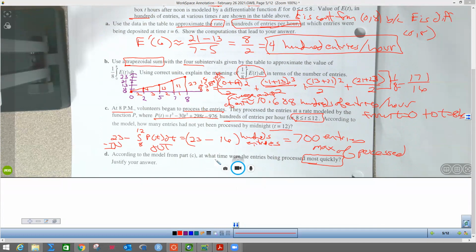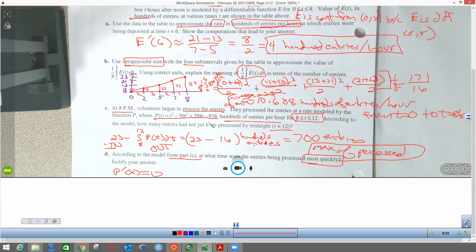According to the model from Part C, at what time were the entries being processed the most quickly? Okay, well, this is processed. Most quickly, I already wrote up here, means the max. We want the max of just processed. So to get maximums, I hope you remember, we have to set the derivative of this thing equal to 0. And this says according to Part C. If you remember, Part C is saying from 8 to 12. Now that's going to be important on my graph.